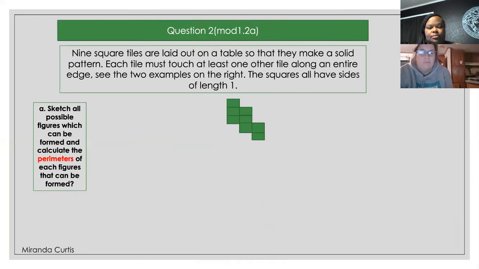Yes, ma'am. So we're going to sketch all the possible perimeters with 9 squares. So perimeter means it's going to be all around. So in our first one, we have 1, 2, 3. So it's going to be 3 on that side. 1, 2, 3. 3 on this side. And 3 on that side. And 3. And that will give us 12.